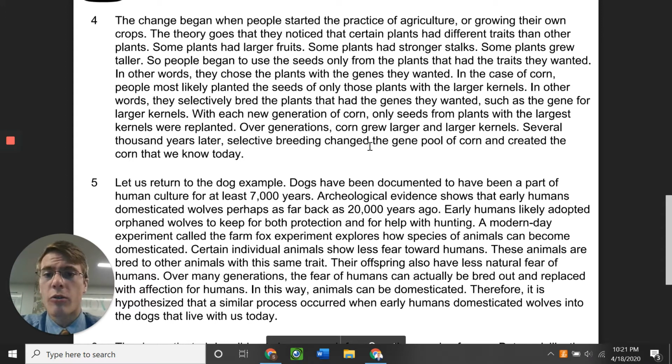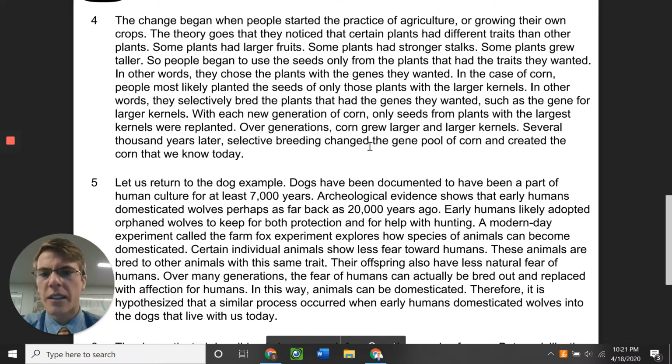Some plants had larger fruits, some plants had stronger stalks, some plants grew taller. So people began to use the seeds only from the plants that had the traits they wanted. In other words, they chose the plants with the genes they wanted. In the case of corn, people most likely planted the seeds of only those plants with large kernels.